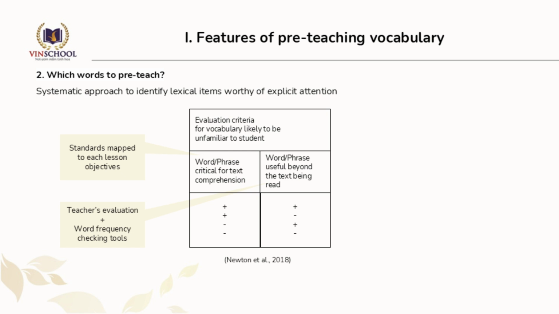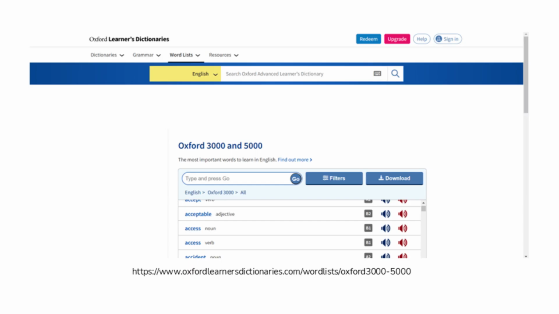The second criterion is whether the word or phrase is useful beyond the text being read. A plus here means the word is valuable in other contexts, and a minus means it's mostly relevant to this specific text and not widely applicable elsewhere. To evaluate this criterion, teachers can combine their own judgment with results from word frequency or word level checking tools.